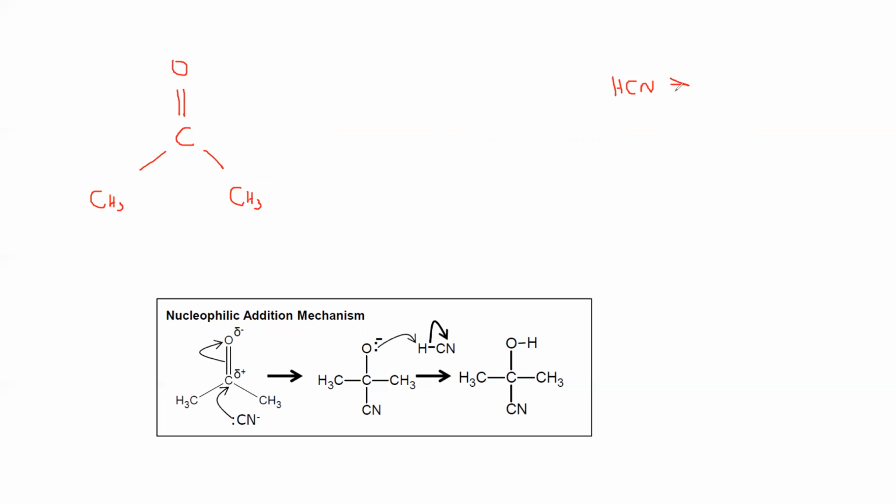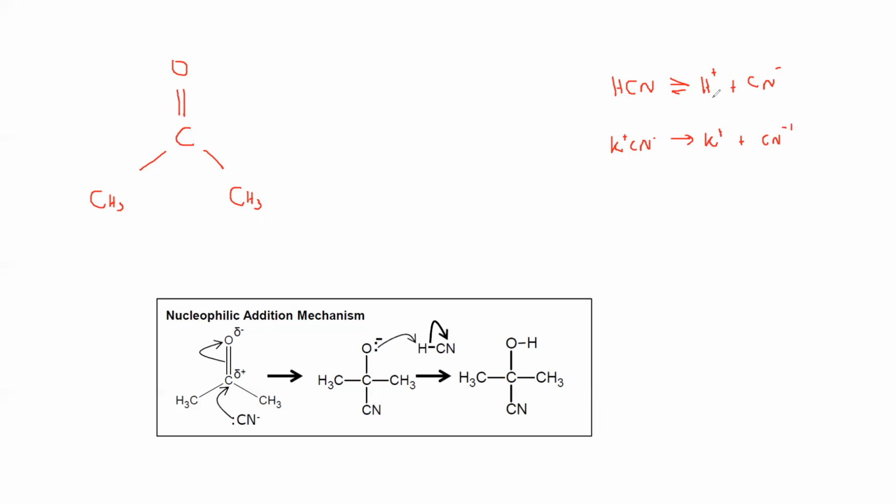Hydrogen cyanide dissociates into H plus and CN minus. And potassium cyanide, potassium is plus and CN is minus, so it will dissociate into K plus and CN minus. Now, how does the reaction occur?